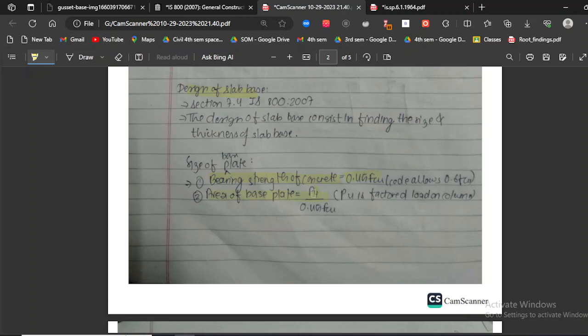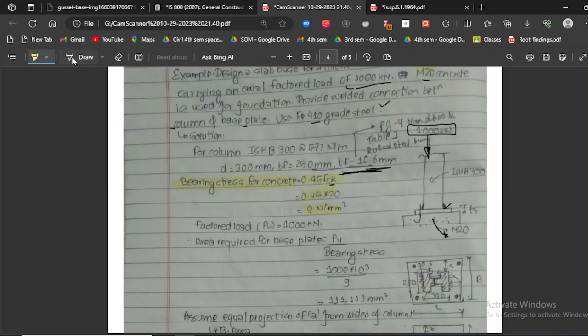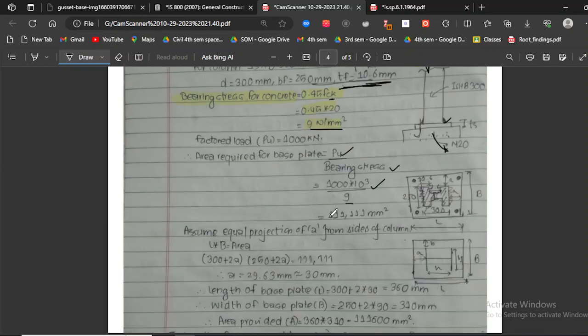So we're going to divide PU by 0.45 FCK. So we have our PU divided by bearing stress. Bearing stress is equal to 9 Newton per mm square. So our PU is 1000 kilonewton. In order to convert it into Newton, we'll be multiplying it by 1000. So 1000 into 10 to the power 3 divided by 9, we get 111,111 millimeter square. So this is my top view as well. Let's move on to it a little bit later.